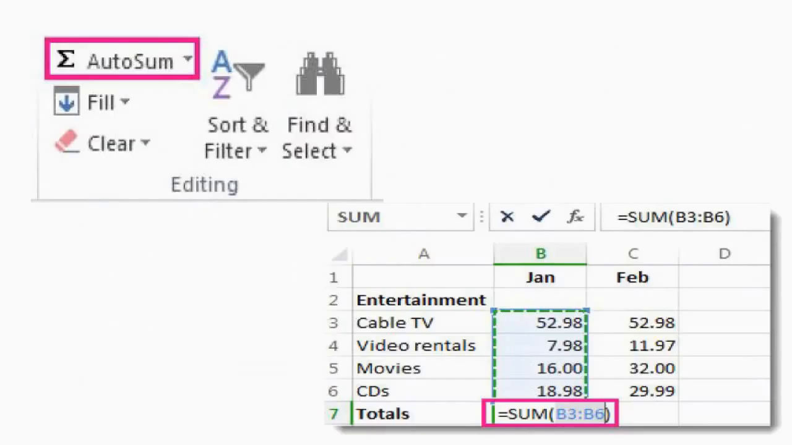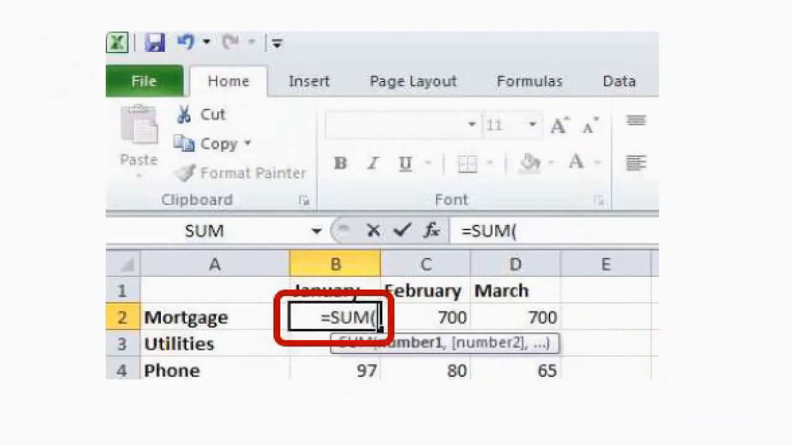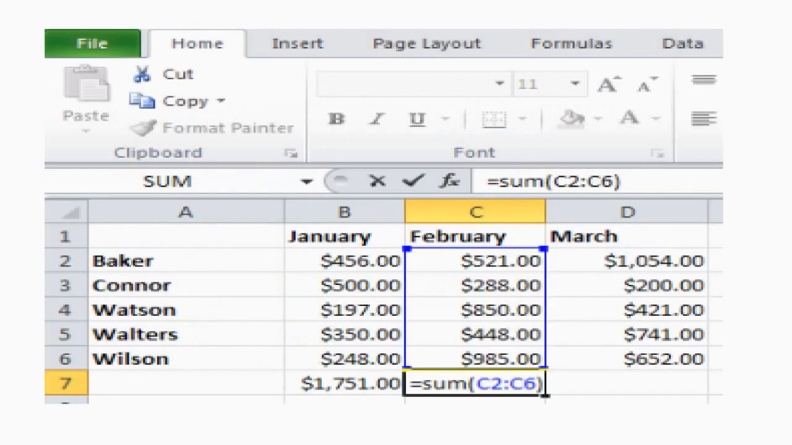This slide shows the addition formula from the AutoSum functions, while this slide shows the addition formula by typing directly into the cell. And this slide shows the values of the addition formula.